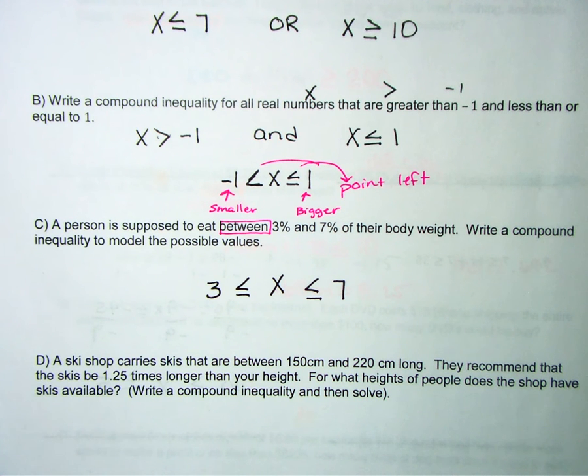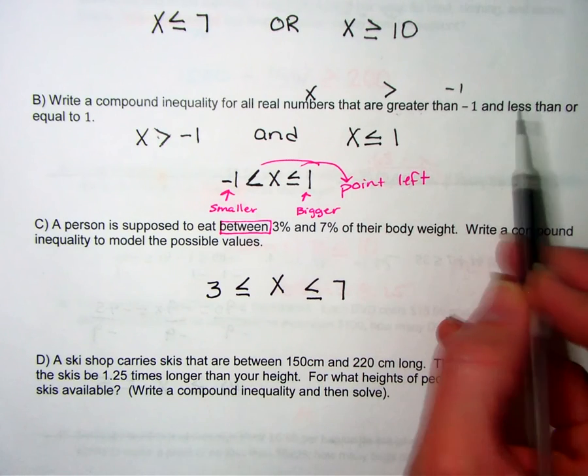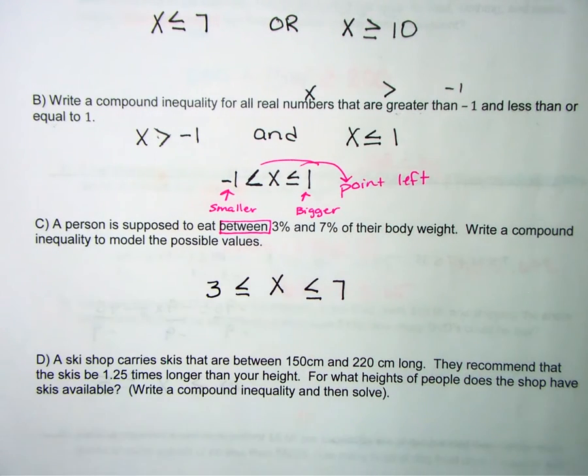That one didn't have the word between. It's the same thing, the same idea, but it did give us specifically greater than and then less than or equal to. So it gave us something a little bit more specific.